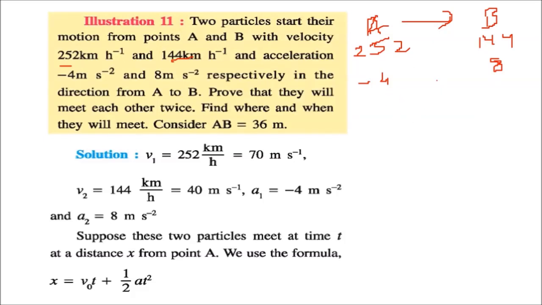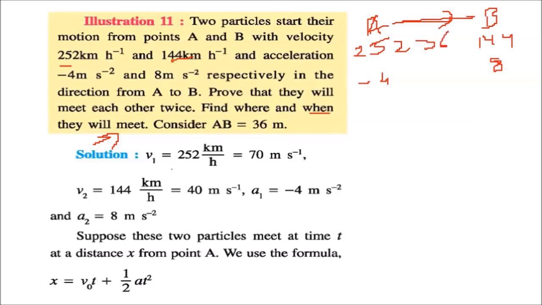So we will get a quadratic equation and some roots. Those two values are going to show that they meet twice. From where and when they will meet, we'll find this out. First the time will be found, and then the distance. We have to consider the distance between A and B is 36.